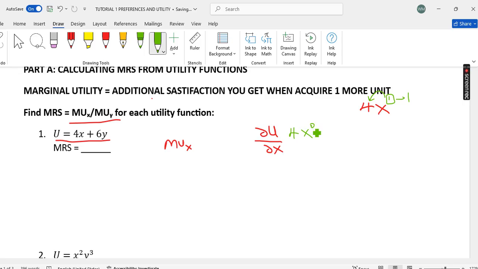Now remember, anything to the power 0 is the same as 1, so you don't even need to write the 4x to the power 0. So our answer is 4. MUx equals 4. Any questions?